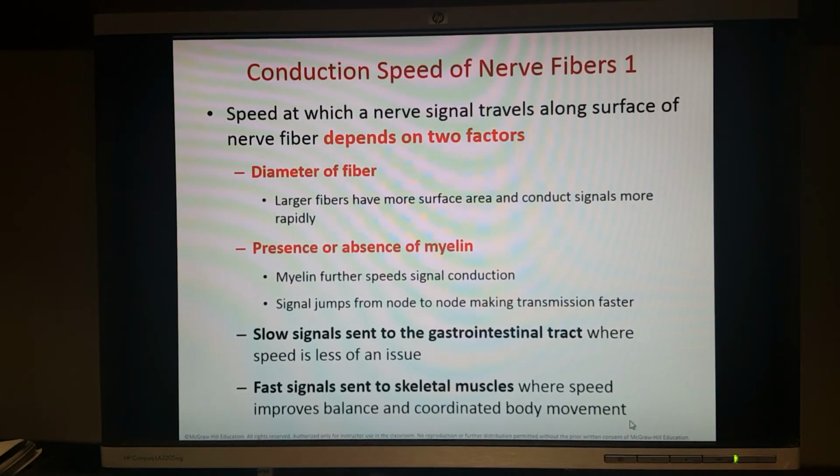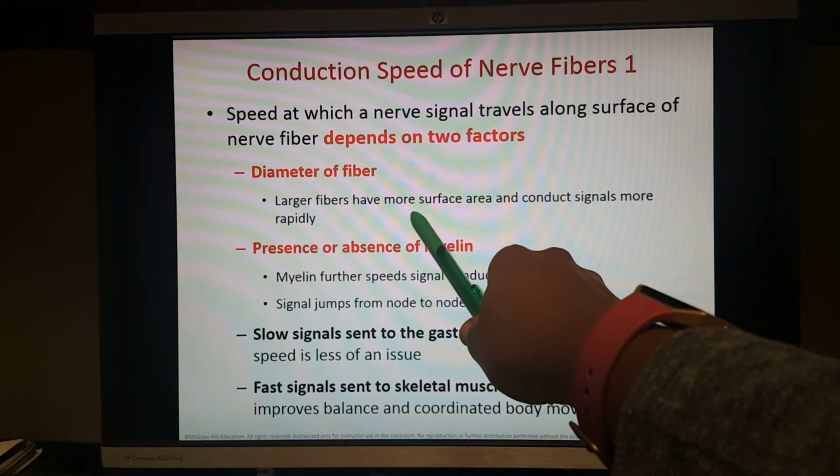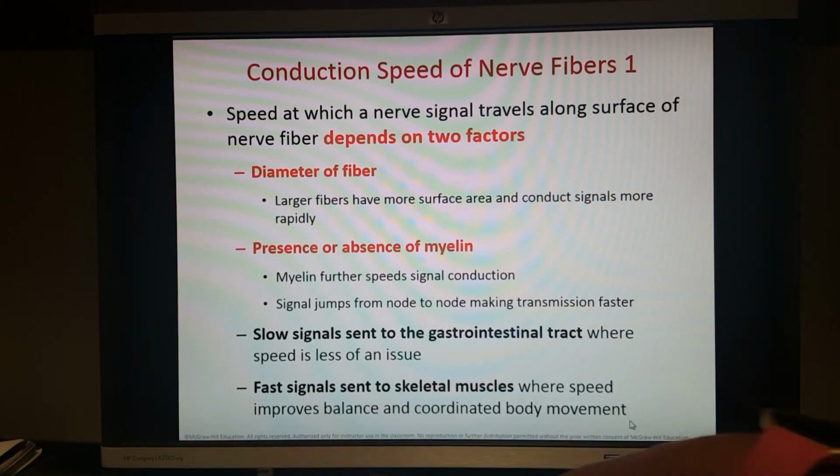Affecting the speed of how you send an electrical signal down that axon depends on the diameter of the fiber. Larger fibers have more surface area, and therefore it's a whole lot quicker. And again, it depends on whether you have those myelin sheaths. Myelin sheaths help to speed up the process of the electrical signal going down that axon.